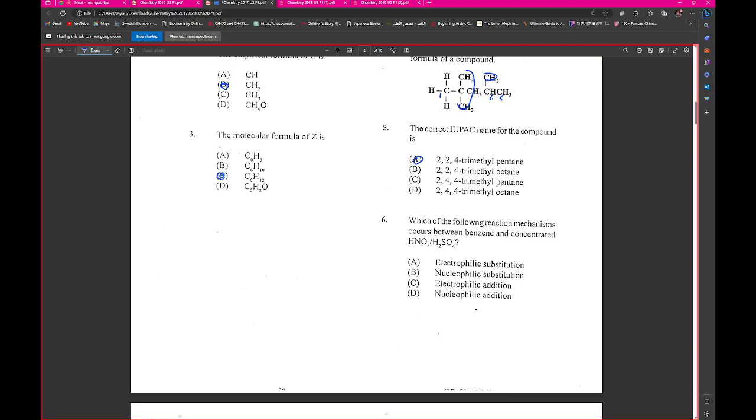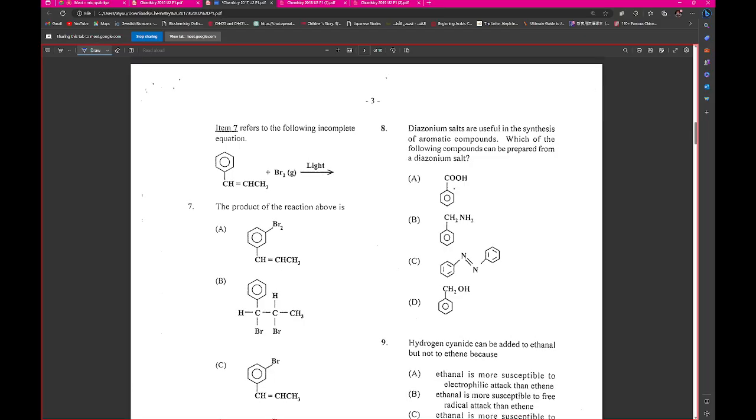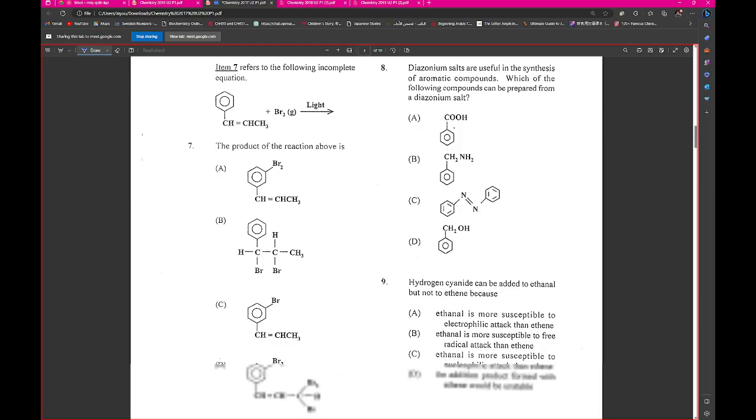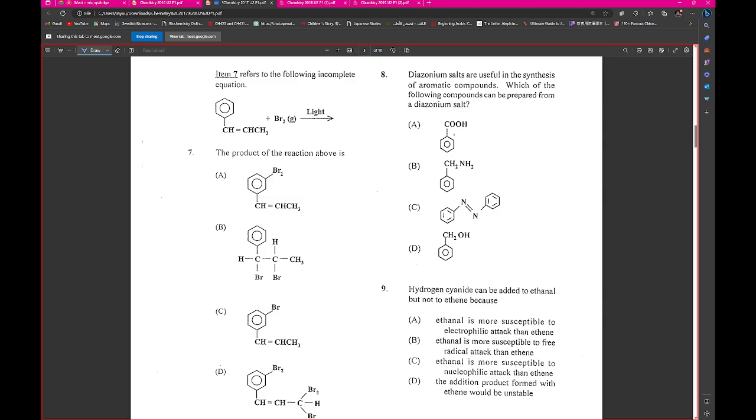Alright, so which of the following reaction mechanisms occurs between benzene and concentrated acids like these? A. And that would be which reaction is it synonymous with? Nitration of benzene. Wonderful. The product of the reaction above is, so we have this alkenyl phenol, so it would be a benzyl group plus this. What would be the product? Not asking the type of reaction, but the product. B. D as in dog.